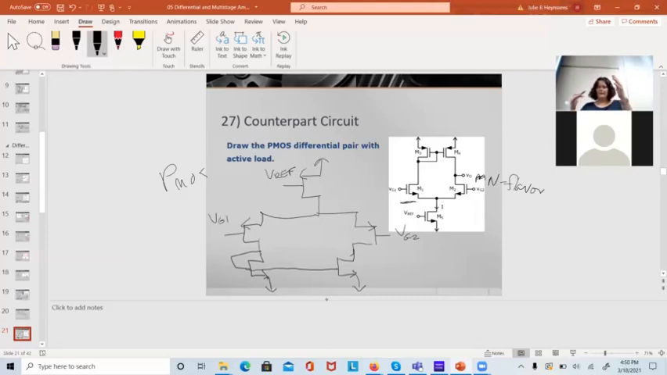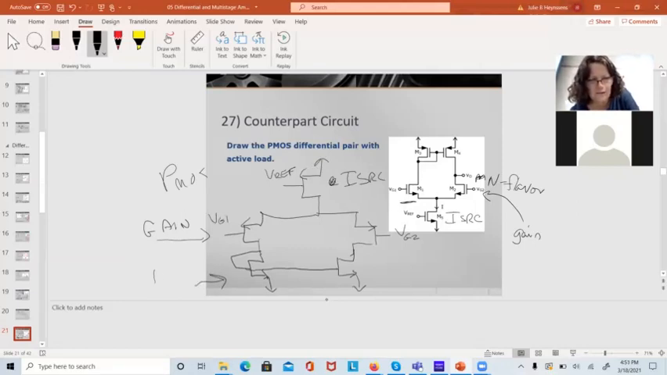This is the current source, this is the I source here. These right here are the gain transistors, and these are the gain transistors here. So everything that's PMOS becomes NMOS, and everything that's NMOS becomes PMOS. And this is the active load right here. This is acting as our resistors. Active load. And then this is the active load here. And it gets inverted because the voltages are upside down.